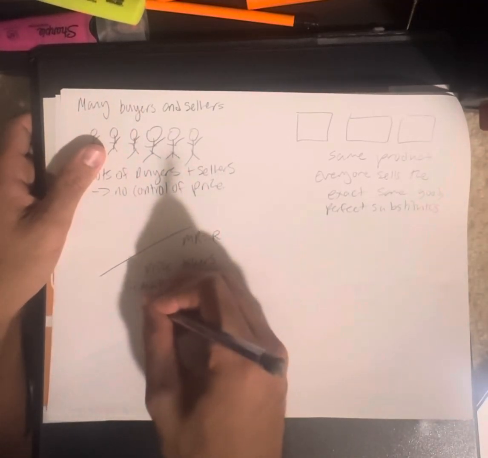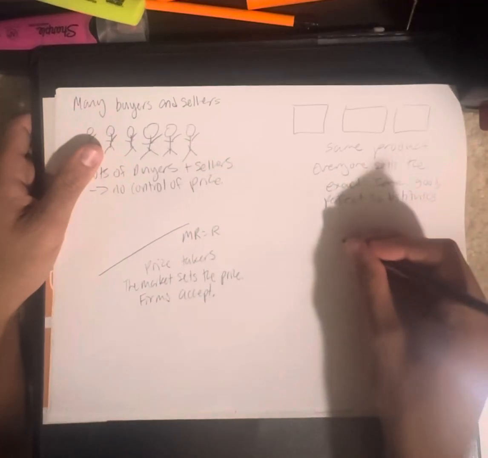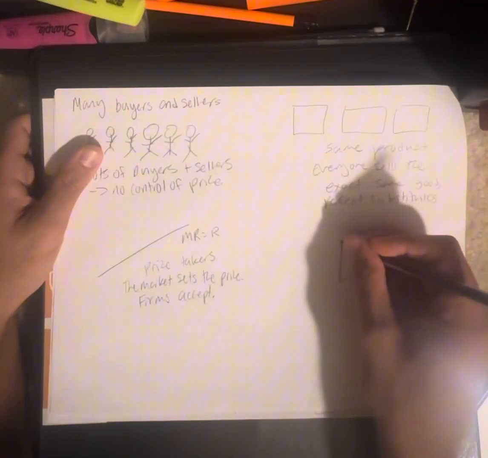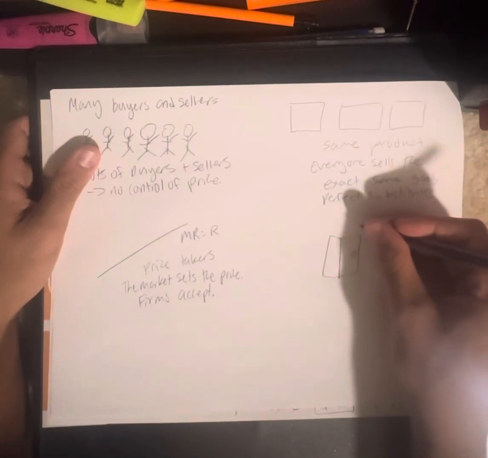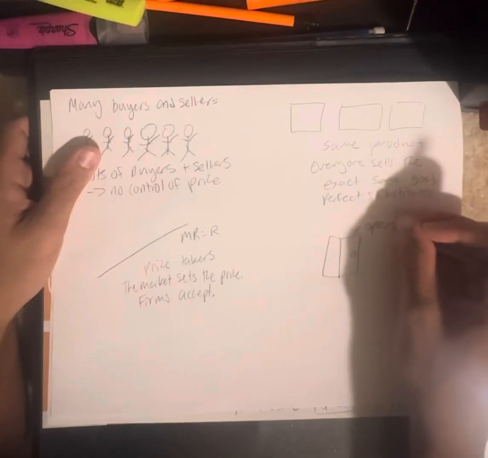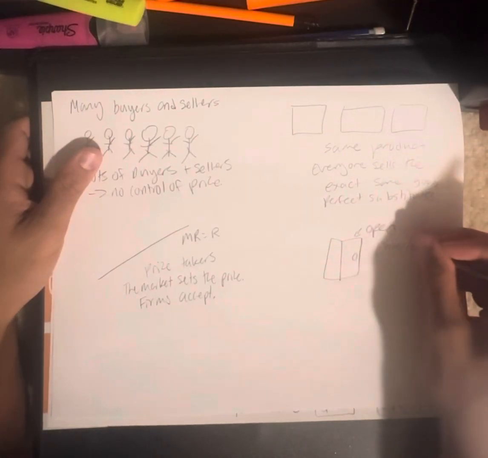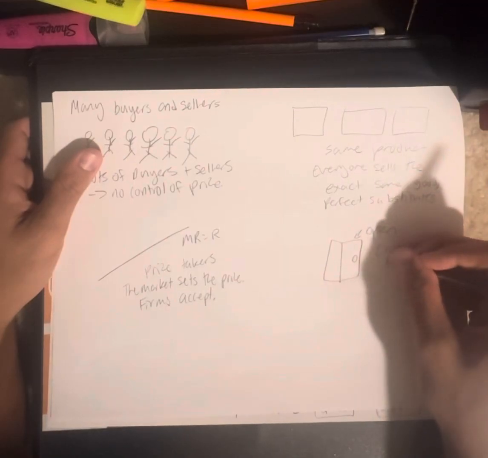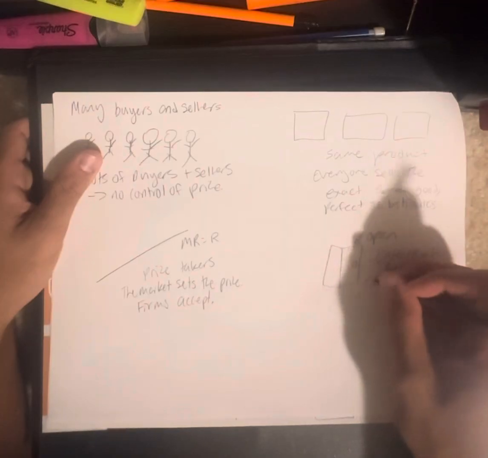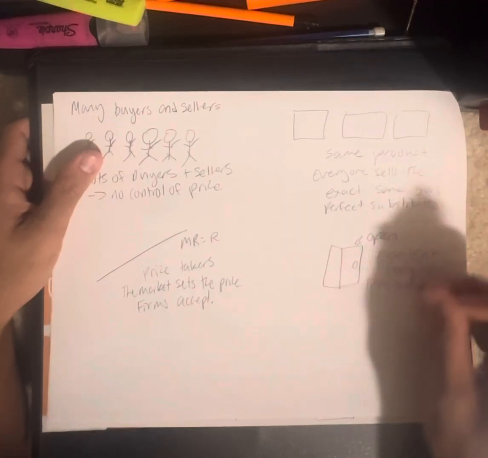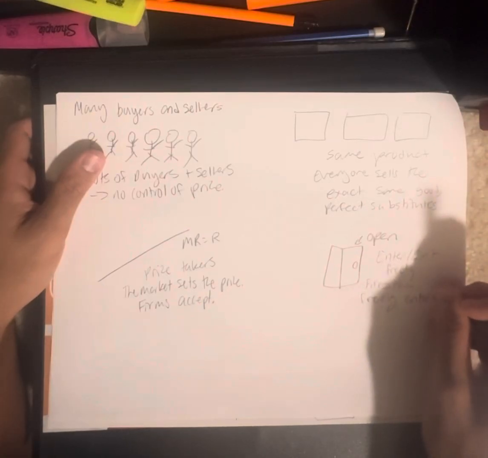There's also free entry and exit. New firms enter whenever there's profit, and firms exit whenever they're losing money. This movement keeps long-run economic profit at zero, which can be good in some cases.